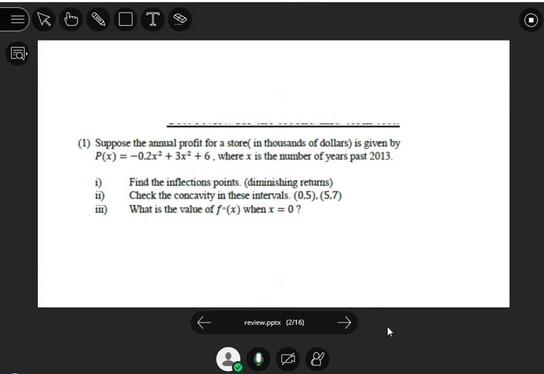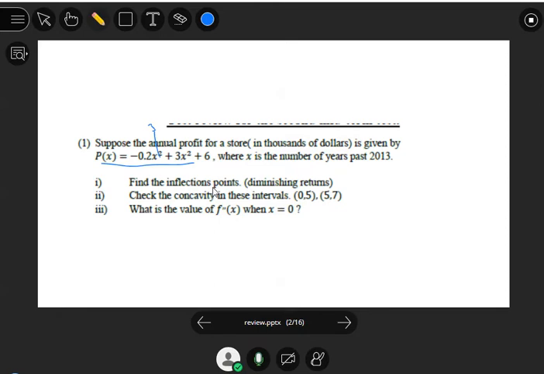It is given that the annual profit for a store is given by this profit function, where x is the number of years past 2013. Actually, in this problem there is a typo. Here it must be 3, this value. So first it is asked to find the inflection points.